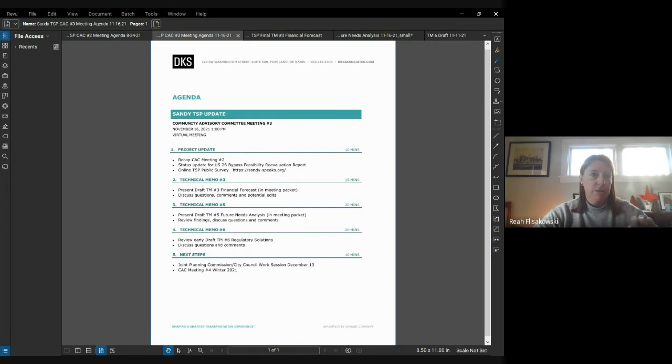And I didn't add it to the agenda, but I'm just realizing now I should have. We will also be working on the next tech memo number 7, which is the draft solutions. And we already have a draft to the PMT to look at. But that's where we finally get to the meat of the TSP. There's all the projects, all the cost estimates, and then the early ranking of high, medium, and low priorities based on the goals and evaluation criteria that we developed at the beginning.